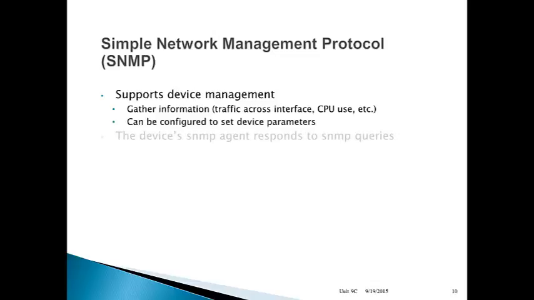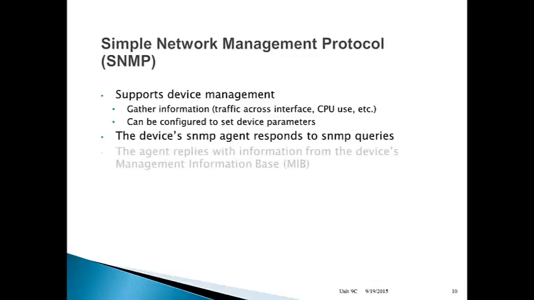The device's SNMP agent responds to SNMP queries. You send the UDP packet to port 161, and if there's an agent there, it grabs it, interprets your request, and sends back the information you want. The agent gets information from something called the device's Management Information Base, or MIB, which is a hierarchically organized directory of information about the current state of the device.